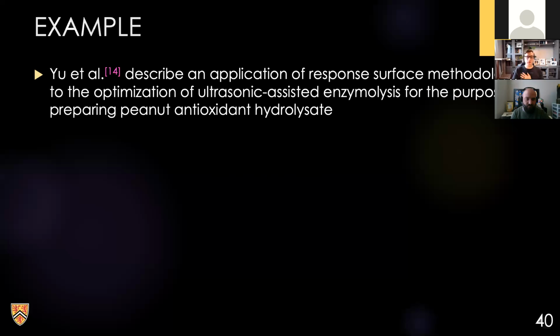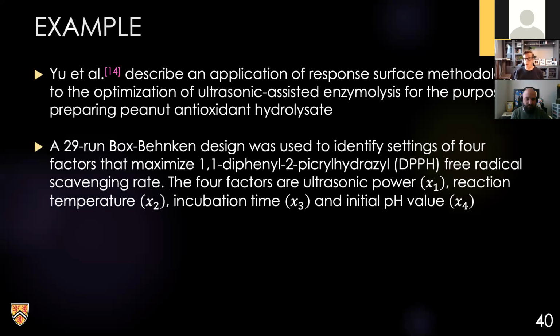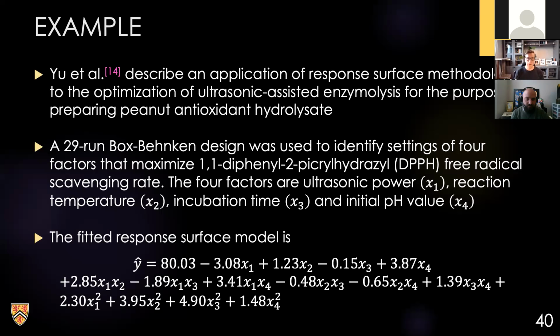So the example comes from the field of molecular science. The investigators were looking at optimizing an enzymolysis for purposes of preparing peanut antioxidant hydrolysate. And the goal here was to maximize something called DPPH free radical scavenging rate. And there were 4 factors that the investigators thought influenced this response. And through a 29-run Box-Behnken design, they fit the following second order response surface.